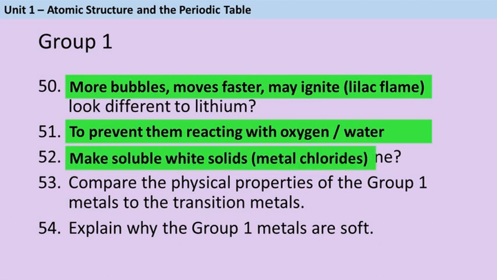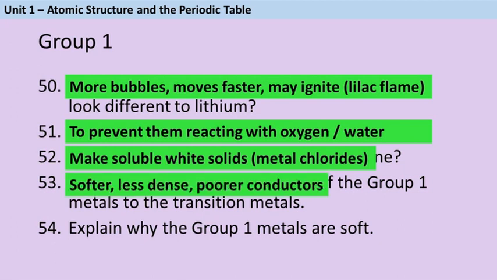The group 1 metals react with chlorine to produce metal chlorides, and these are white soluble salts. So you're very familiar with sodium chloride because that's just table salt. Compared to the transition metals, the group 1 metals have very low density, so if you put them in water, just at the same time as they start reacting, they float on the surface of the water because they're less dense than water. They're also very soft, you can literally cut them with a scalpel.